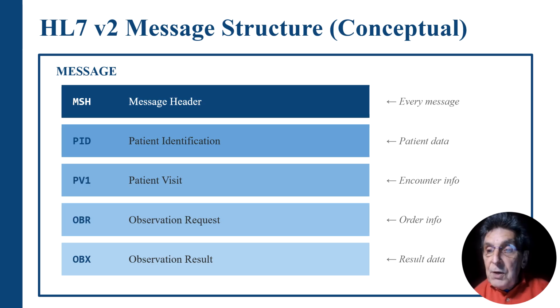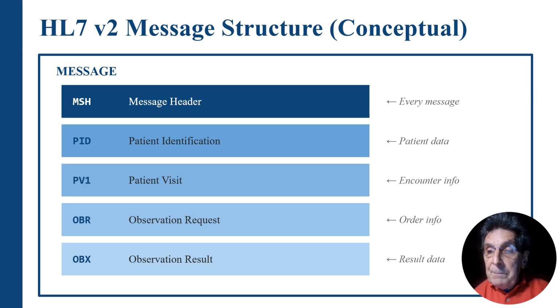After the header, you have content segments that are based on the message type. PID is the patient identification segment. Demographics like name, date of birth, gender, address, patient identifiers. Almost every clinical message includes a PID segment because almost every clinical message is about a specific patient. PV1 is the patient visit segment. Information about the specific encounter.